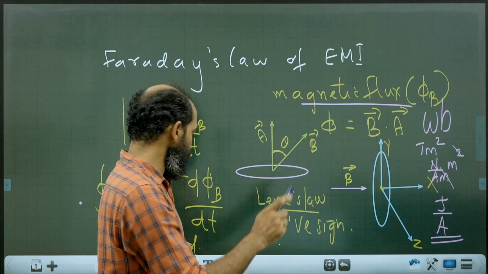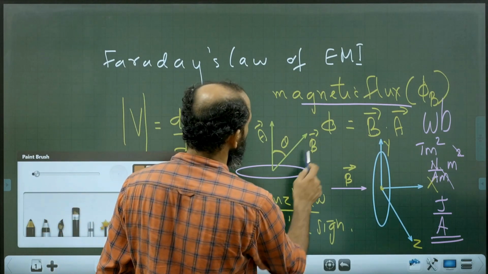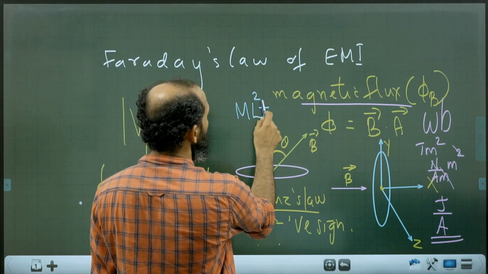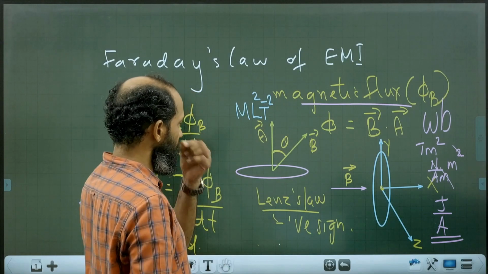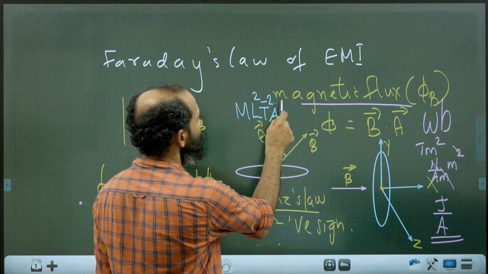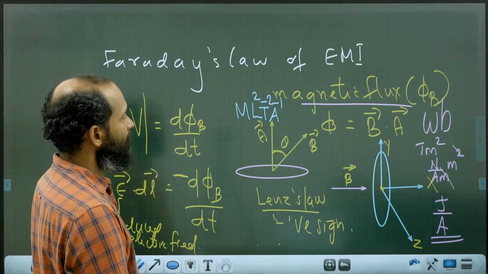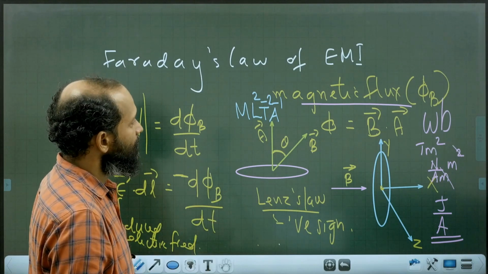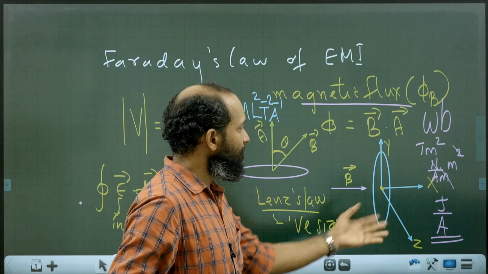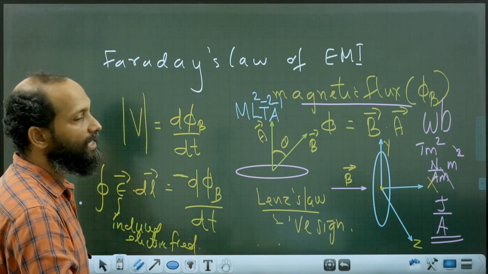That's very important, students. You can easily remember its dimension. What's the dimension? Joule per ampere, that is ML squared T raised to minus 2 A raised to minus 1. So that's magnetic flux. Magnetic flux is B dot A, Tesla meter square, Newton meter per ampere, ML squared T raised to minus 2 A raised to minus 1. Magnetic flux is a scalar.